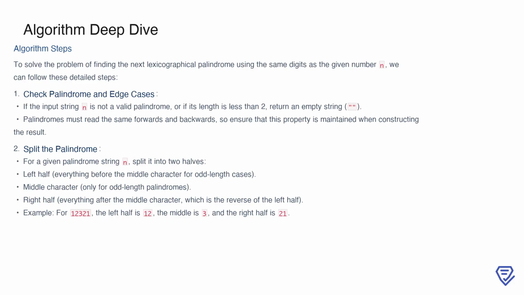Once these initial checks are done, the next step involves splitting the palindrome into manageable parts. Specifically, we separate it into 3 components: the left half, the middle character if the number length is odd, and the right half, which is simply the mirror image of the left half. For example, given the palindrome 12321, the left half is 12, the middle character is 3, and the right half, being the reverse of the left, is 21. This separation sets the stage for generating a new configuration that remains a valid palindrome while being lexicographically larger.